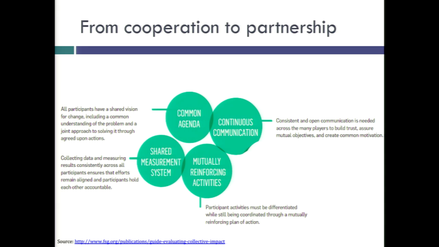There should ideally be continuous communication, so not just meeting once or a couple times a year, but consistent and open communication. Again, some of it is to build that common agenda, common language, common understanding, and to help some of these mutually reinforcing activities. And then finally, ideally, a shared measurement system so that success or failure can be measured for both organizations in terms that would be relevant for both organizations.